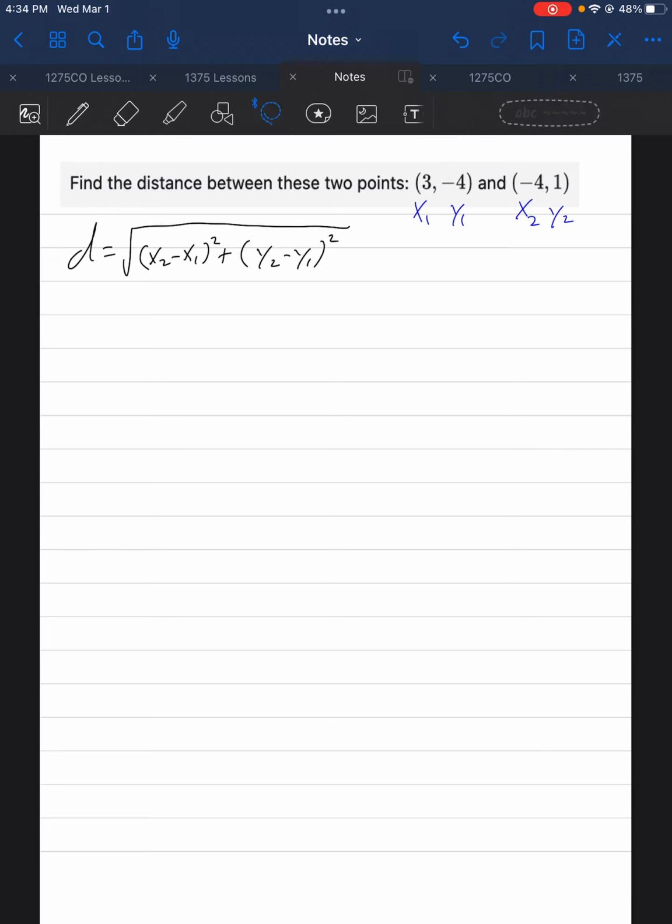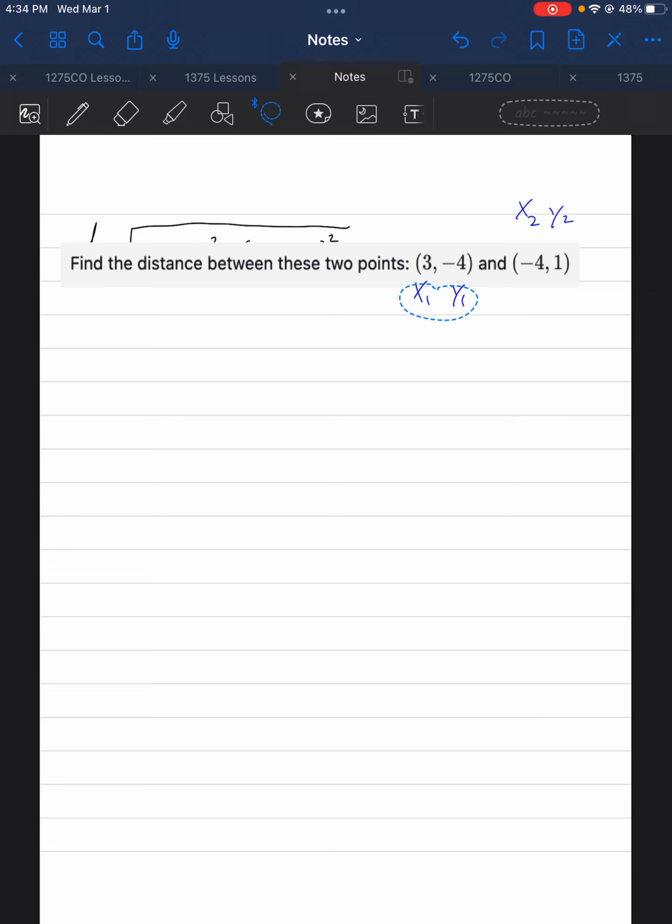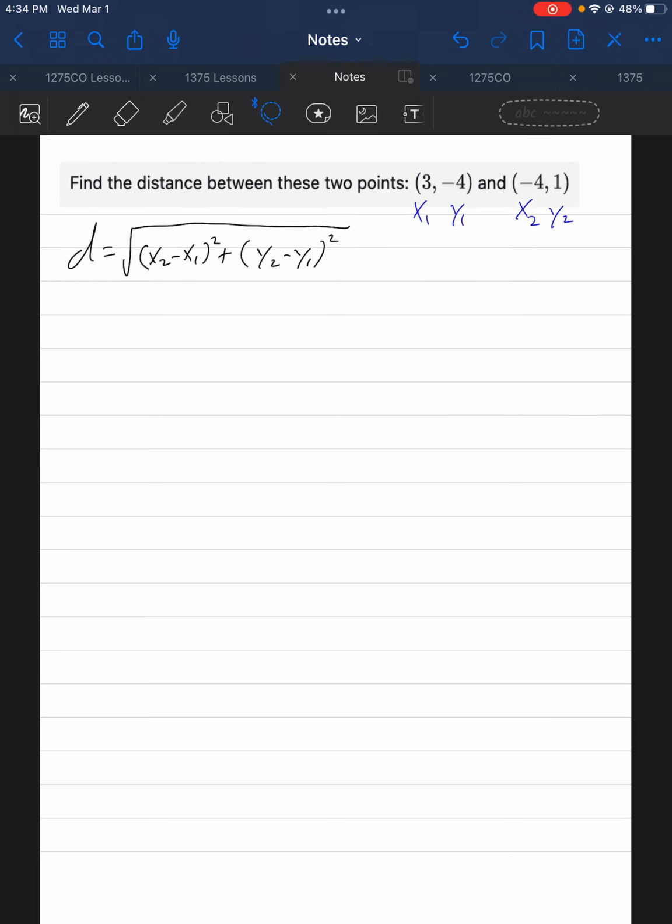Now, it doesn't really matter which one you label 1 and 2, just as long as you are consistent and you are keeping 1 and 2 in the same ordered pair, right? So x1, y1 can be 3, negative 4. It could also be negative 4, 1, and your answer will remain the same. But I usually keep it consistent. The first one is x1, y1. The second one is x2 and y2.